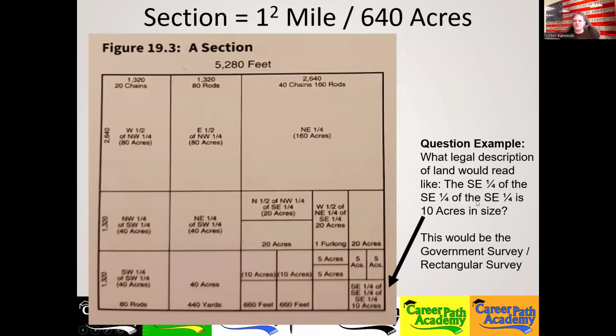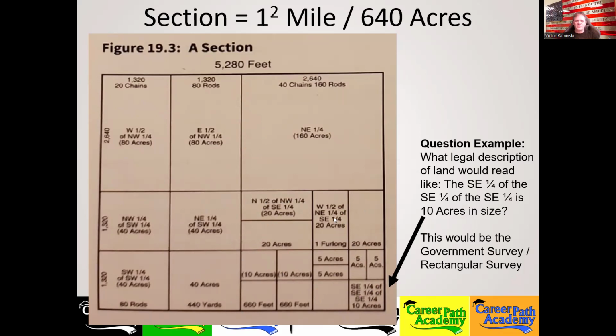If you see a legal description that reads like this, the SE quarter of the SE quarter of the SE quarter is 10 acres in size, just picture this square, right? And quarter it. You draw a cross right through it, right? And this is the southeast quarter, then quarter that of the southeast quarter, and then quarter that of the southeast quarter, which is 10 acres in size. You see how we got to that?